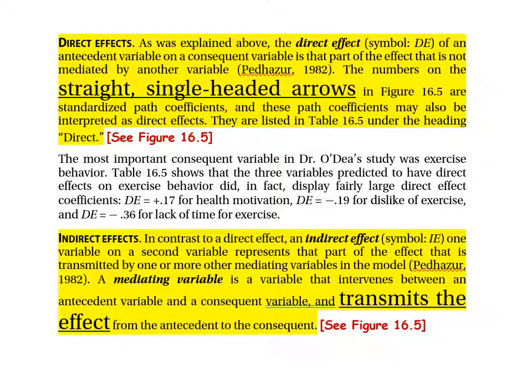In contrast to a direct effect, an indirect effect of one variable on a second variable represents that part of the effect that's transmitted by one or more other mediating variables in the model. A mediating variable is a variable that intervenes between the antecedent variable and the consequent variable and transmits the effect from the antecedent to the consequent. It says see figure 16.5.